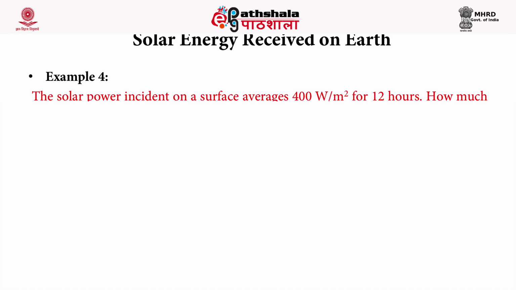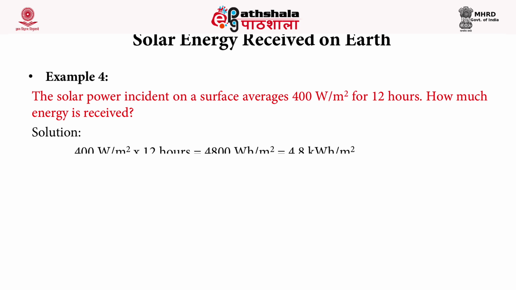Now, let us calculate how much solar energy is received on earth. For this, we can solve it by an equation: solar power incident on surface multiplied by the time. So, for example, the solar power incident on surface averages 400 watt per meter square for 12 hours. How much energy is received?